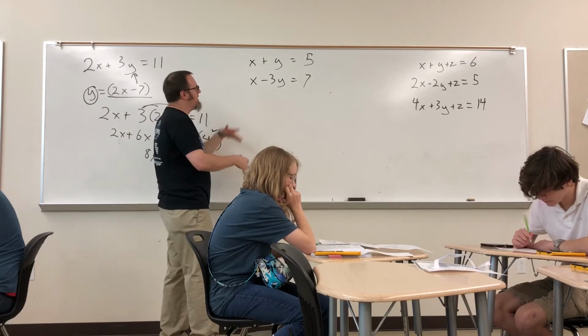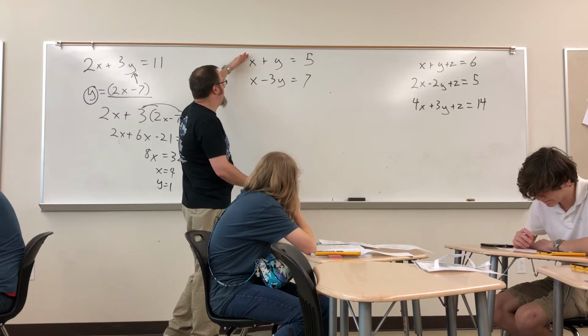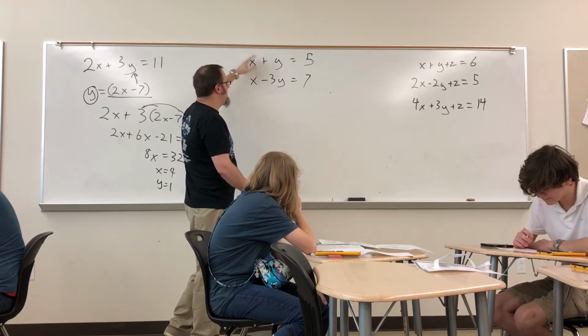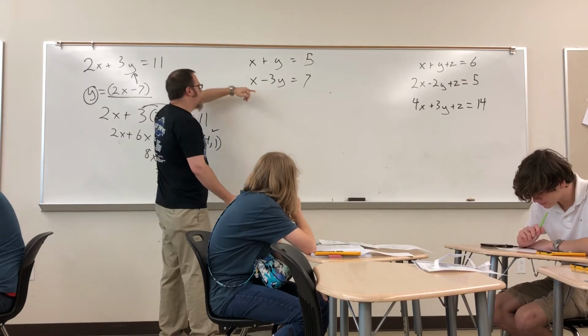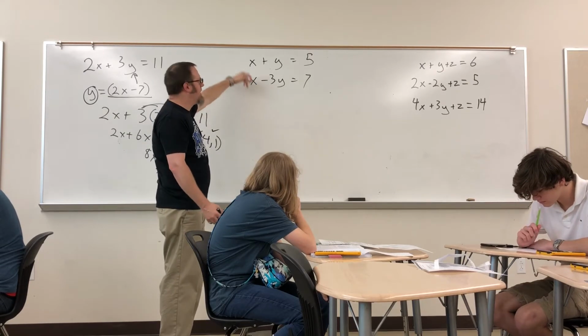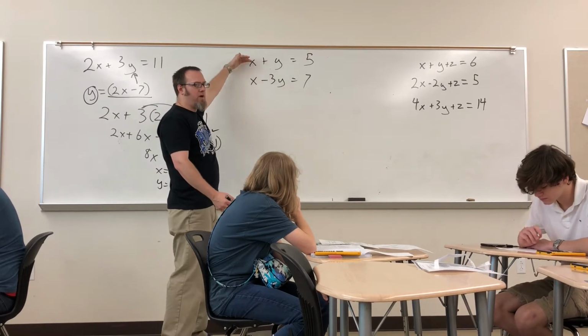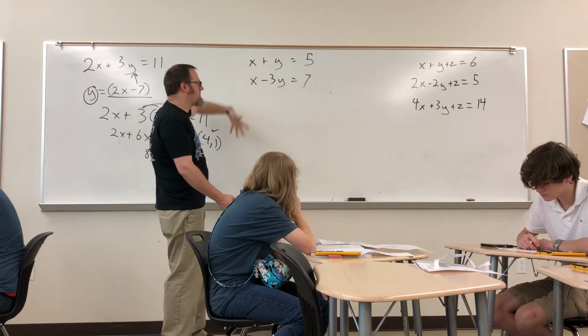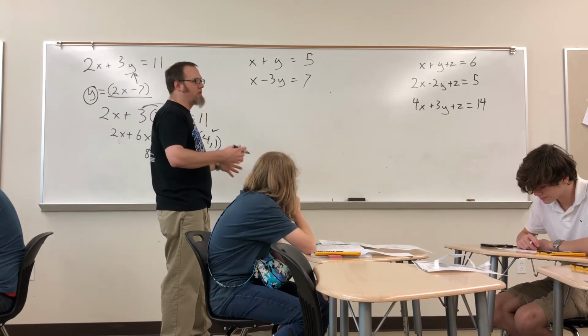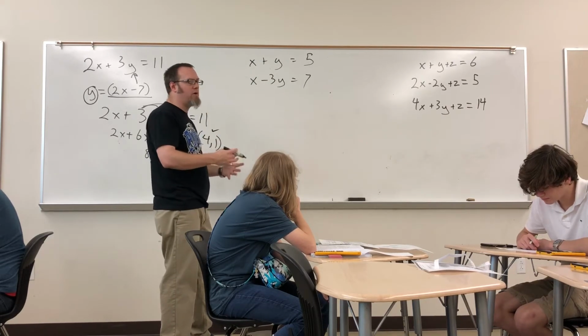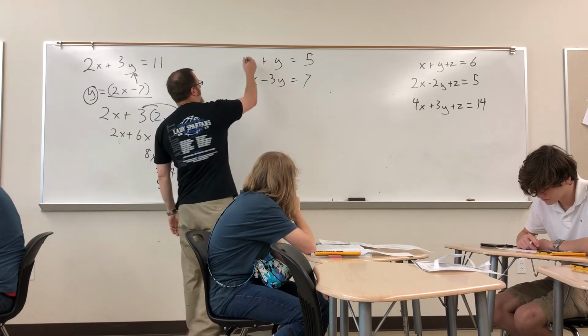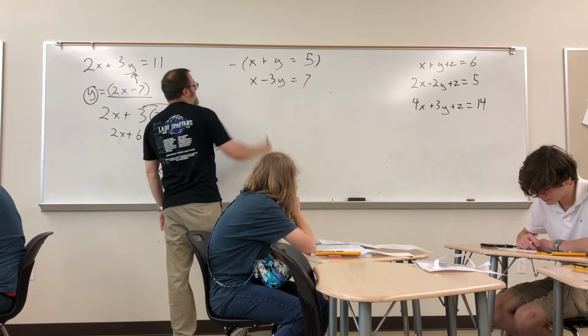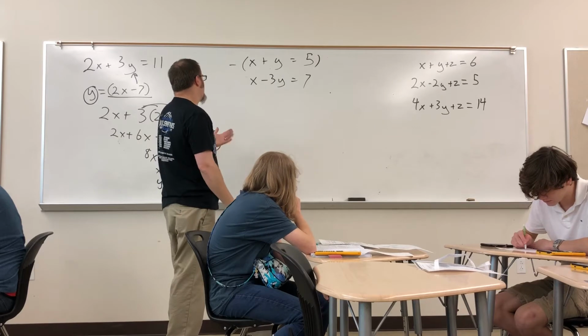I can do that a couple different ways. I could multiply this entire top equation by a positive 3. It would make the y's eliminate. I could multiply the bottom equation by a negative 1. It would make the x's eliminate. I could multiply the top equation by a negative 1. It would also make the x's eliminate. It's just a matter of what I want to deal with and how I want to deal with it. In this case, I'm going to go ahead and make this top one negative.